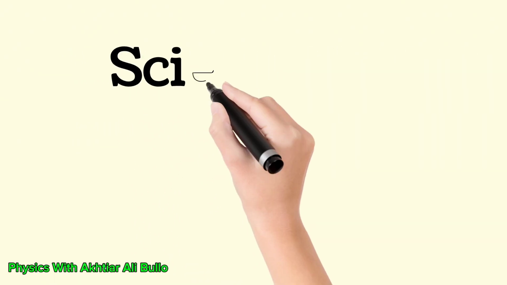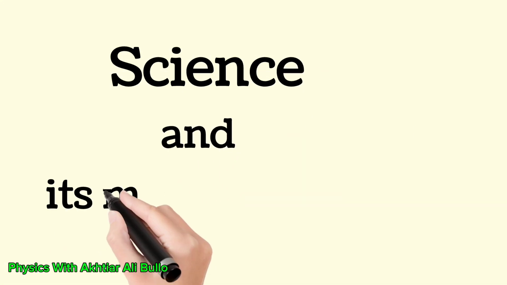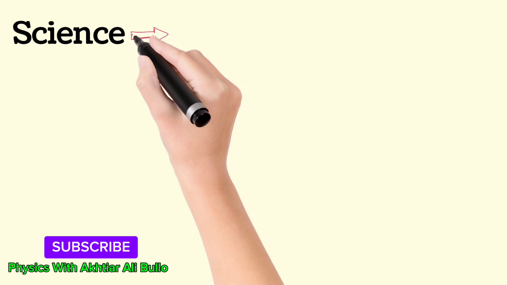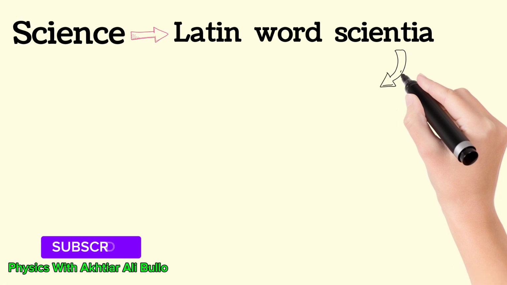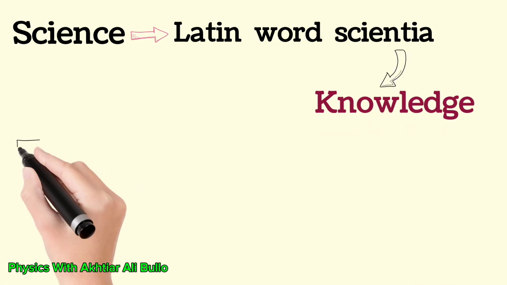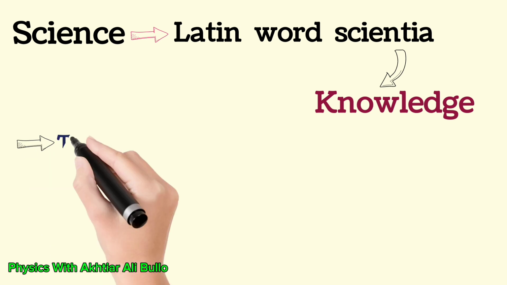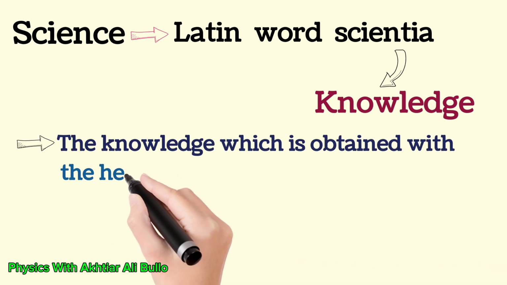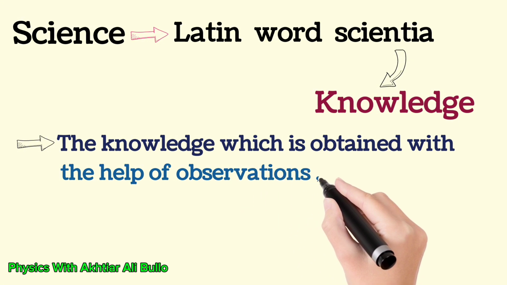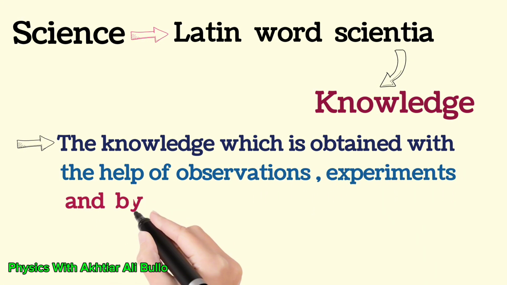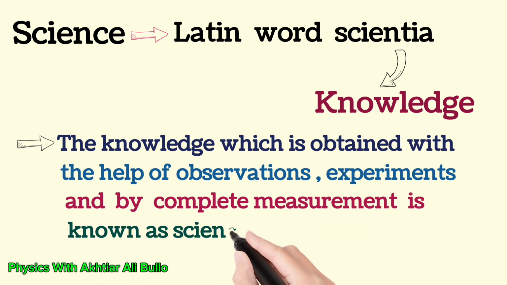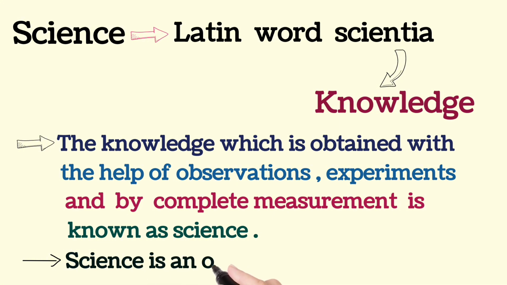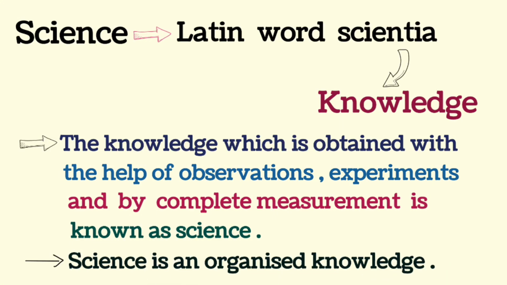Dear viewers, today we will learn about science and its main branches. Science is taken from the Latin word scientia, which means knowledge. We can define science as the knowledge which is obtained with the help of observations, experiments, and by complete measurement. Science is an organized knowledge.